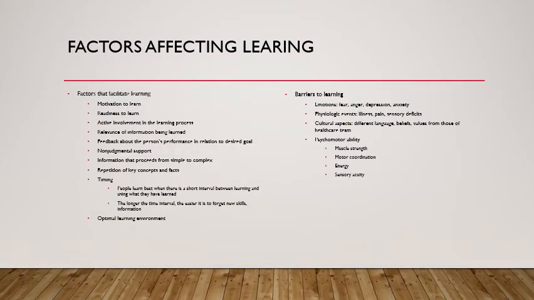Factors that affect learning. Everything affects learning. Factors that facilitate learning are motivation to learn, your readiness. So if you're motivated and you're ready to do it, then you're probably going to do it, right? Active involvement in the learning process. If you are active, doing is doing. Relevance of the information that's being learned. We don't want to learn stuff that we don't need to know. Why am I doing this, right?